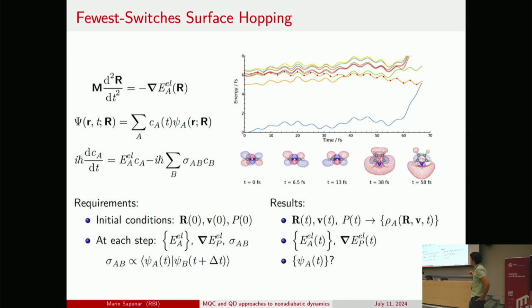And then, crucially, we use these coefficients to tell us when we should switch from one surface to another. So usually this is some probabilistic method, the most popular being fewest switches surface hopping, but there are other methods that tell us this. And what we need for this type of dynamics is some initial conditions, so the positions of the nuclei and their velocities and the initial states.